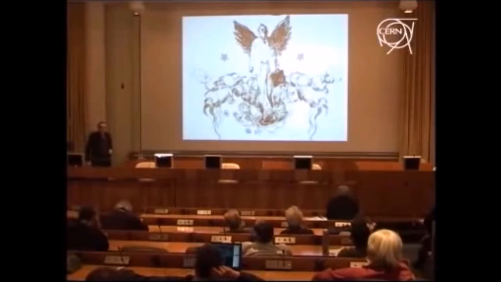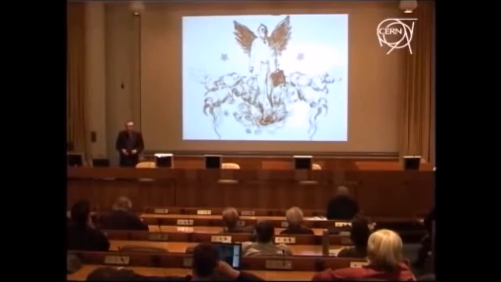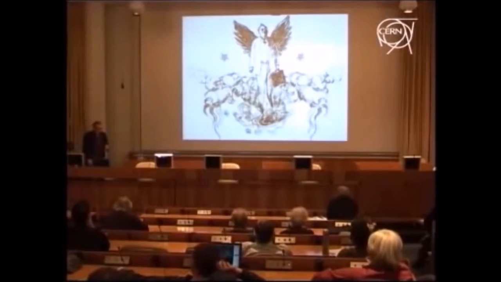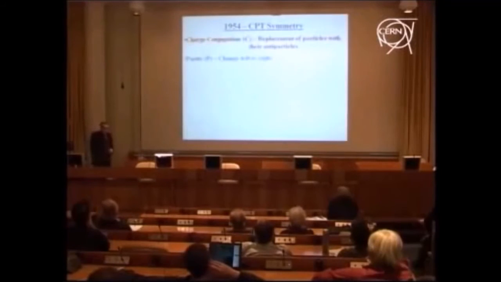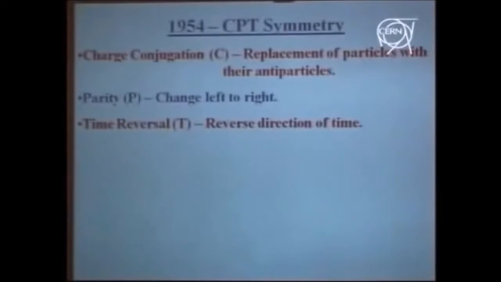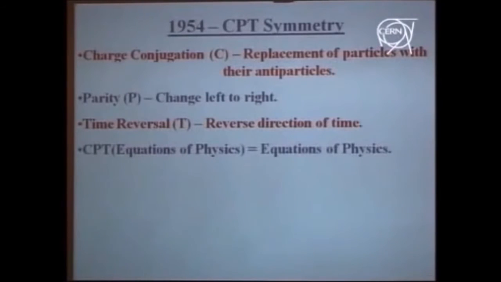And then he got to think about two other reflective symmetries, charge conjugation, where you replace matter with antimatter, and time reversal, where you change the direction of time. And in 1954, he came out with another one of his great insights, CPT symmetry, or the CPT theorem, in which if you apply P, parity, meaning mirror reflection, and T, time reversal, and C, charge conjugation, to the equations of physics, you should get the equations of physics back again.